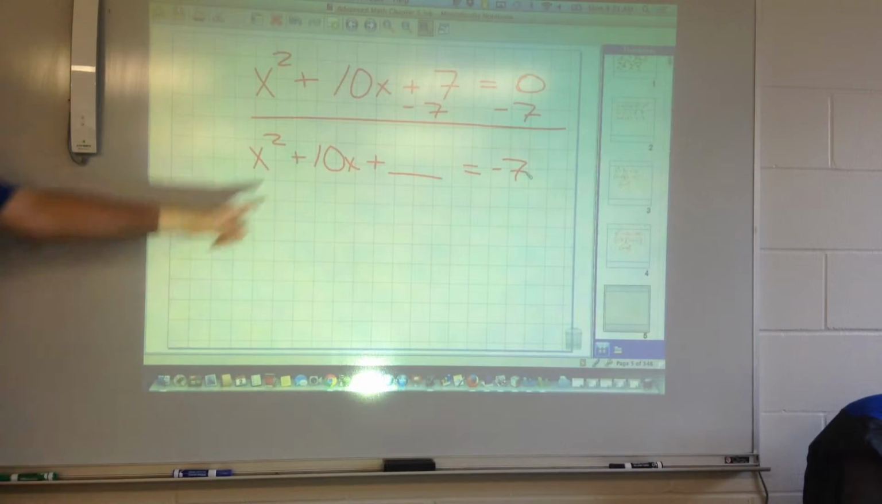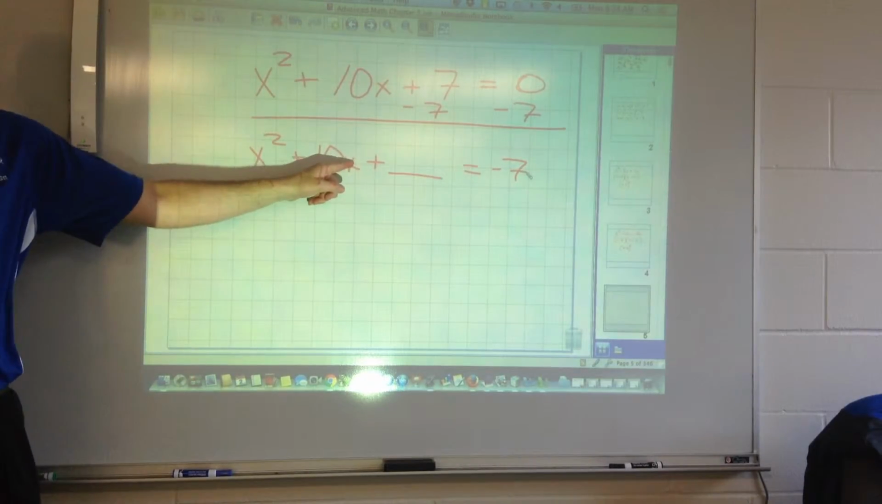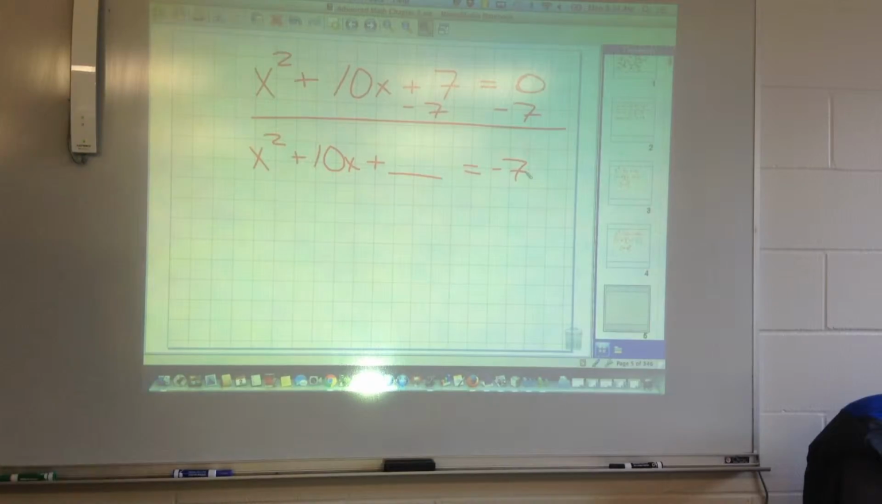Here's the trick. Take this value right here in front of the x, cut it in half and square it. Cut 10 in half and square it, and you get 25.